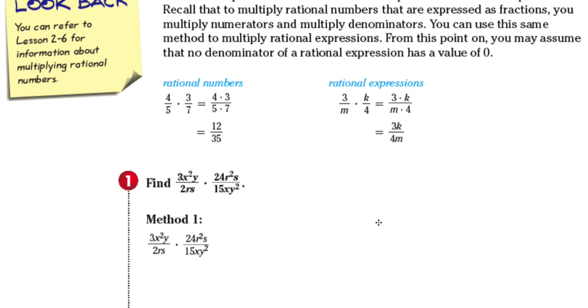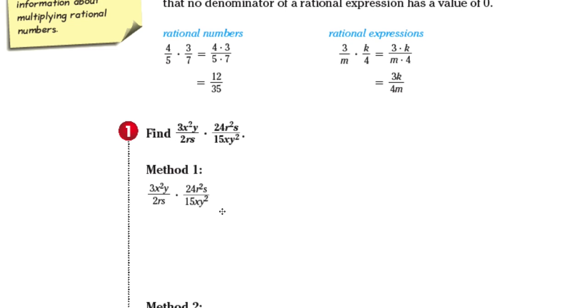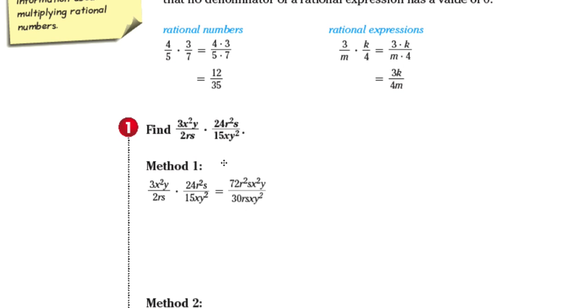So let's do the same thing in example 1. If you have two rational expressions being multiplied, 3x squared y all over 2rs times 24r squared s all over 15xy squared. Method 1, we will divide the common factors after multiplying. So we have now 3 times 24 will give you 72, r squared, s, x squared, and y. We simply multiplied everything and put it into one expression.